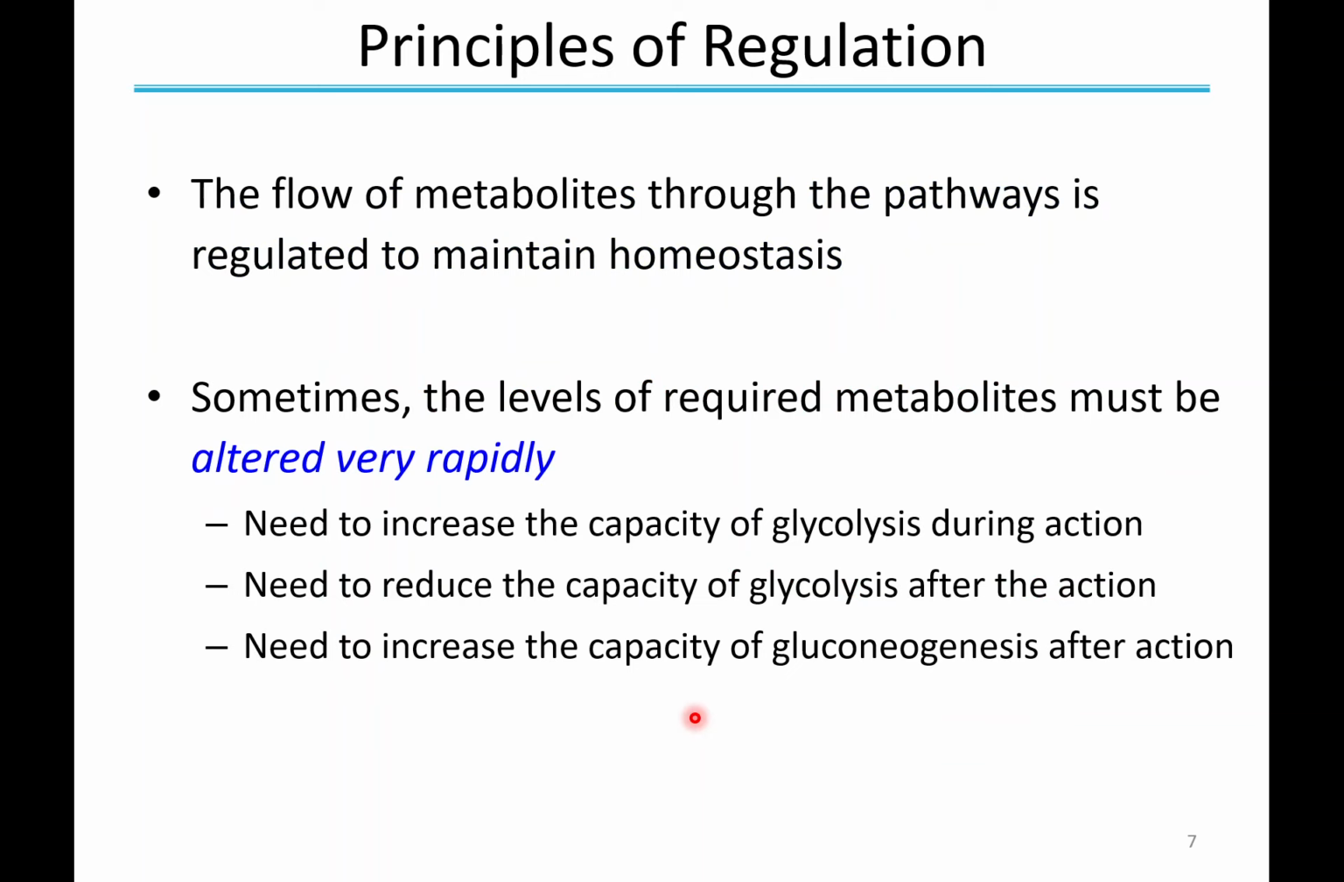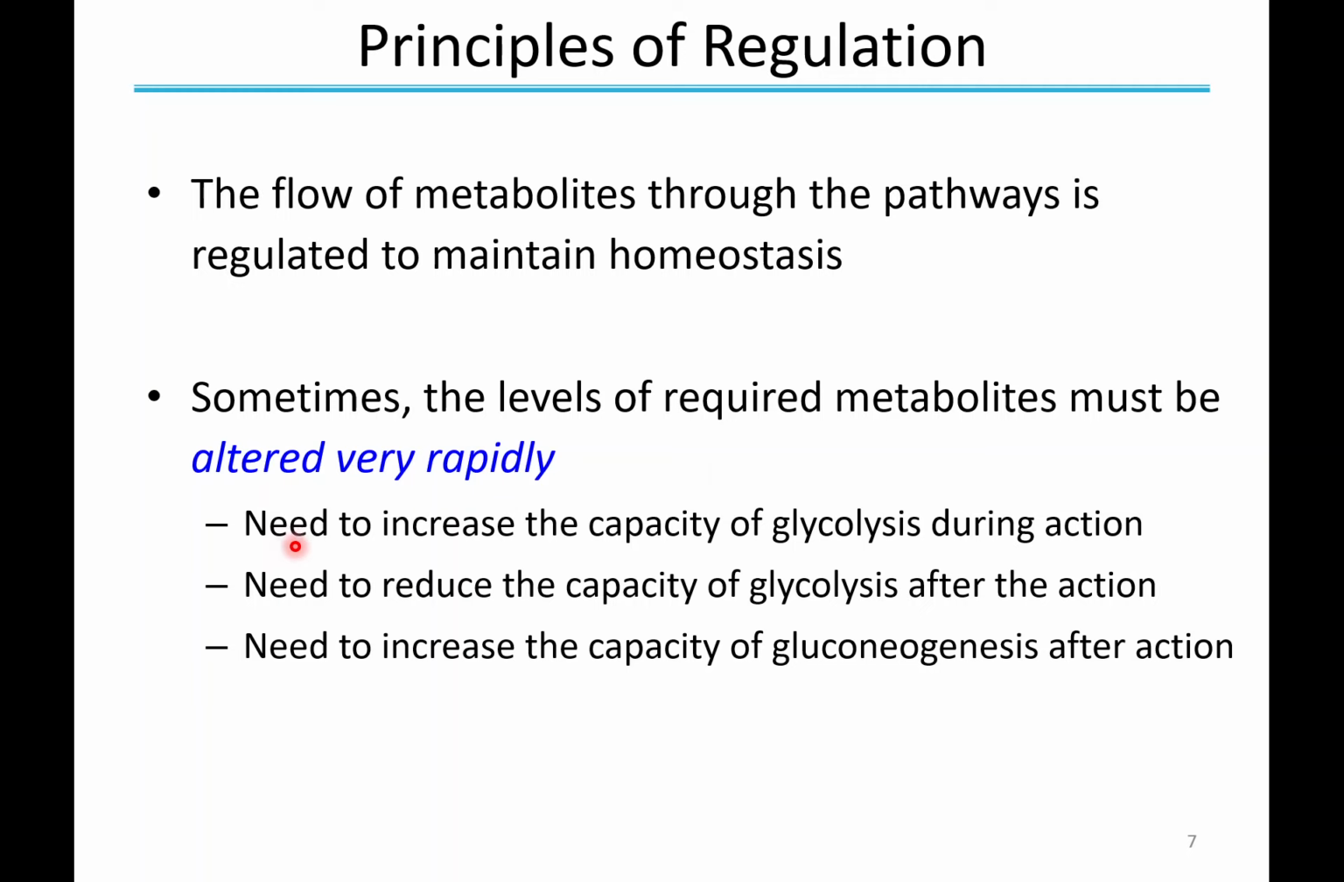The flow of metabolites through a pathway is regulated to maintain homeostasis. Okay? And it's not regulated necessarily at every step in a pathway. Usually there's maybe one or two steps in a pathway that are regulated to maintain a steady state of concentrations of the intermediates.